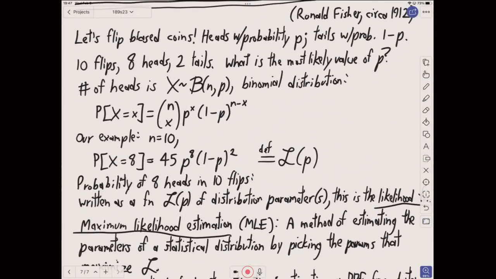The function that we are looking at, that we're taking the derivative of, is this, where x is 8 and n is 10. So in that particular case, this is p to the 8, and this is (1 minus p) squared. And so what's going to happen is we're going to use the chain rule, and that's going to wind up giving us two different terms, one where the 8 becomes a 7, and one where the 2 becomes a 1.